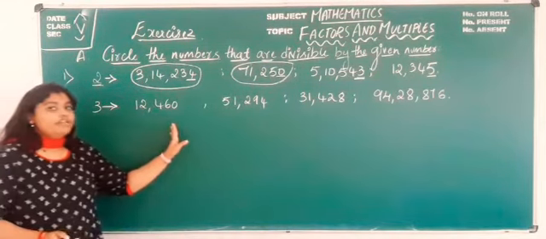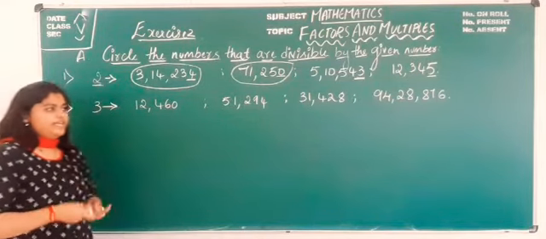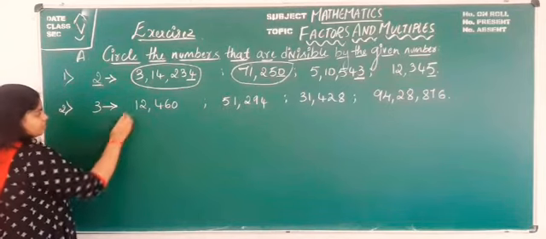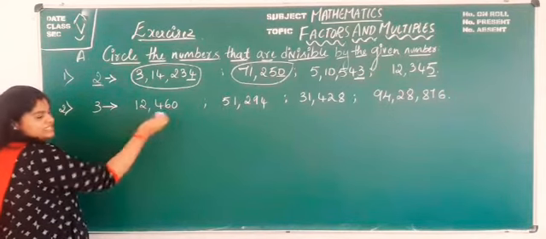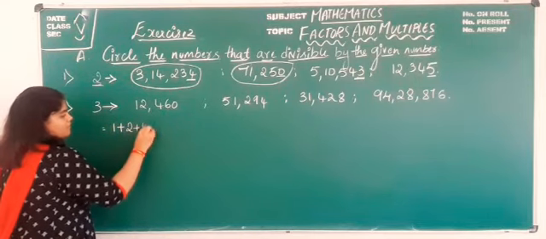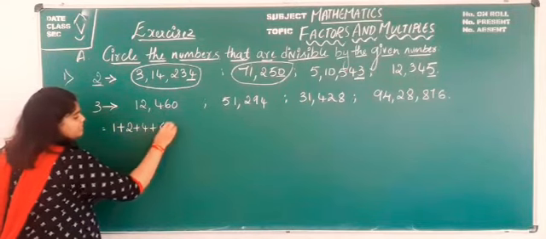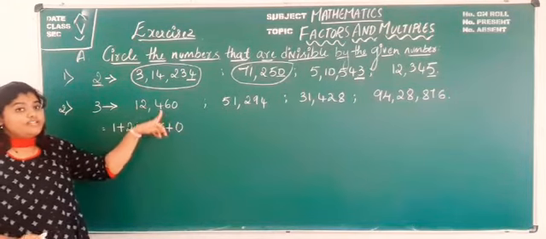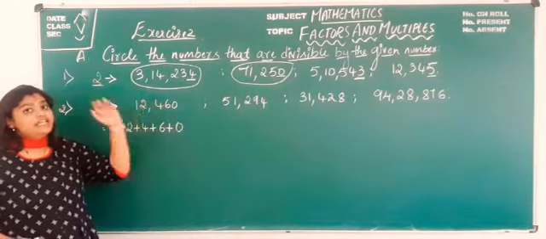The sum of all the digits should be divisible by 3. So here the given number is 12,460. Now we shall add: 1 plus 2 plus 4 plus 6 plus 0. So we are checking whether this 12,460 is divisible by 3 or not.